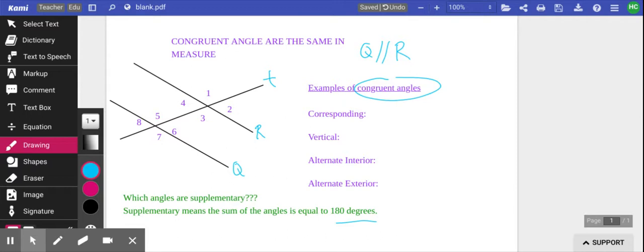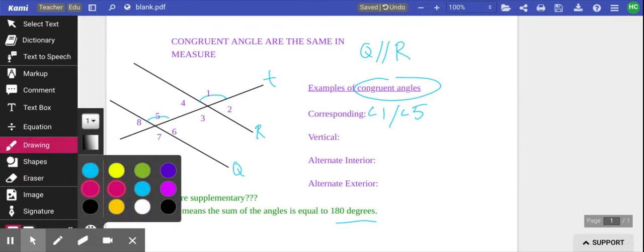Corresponding is the first one up here. Corresponding angles are on the same side of the transversal with one inside the parallel lines and one outside of the parallel lines. An example of that would be angle 1 and angle 5. Angle 4 and 8, and also 2 and 6, 3 and 7. Those are all examples of corresponding angles.